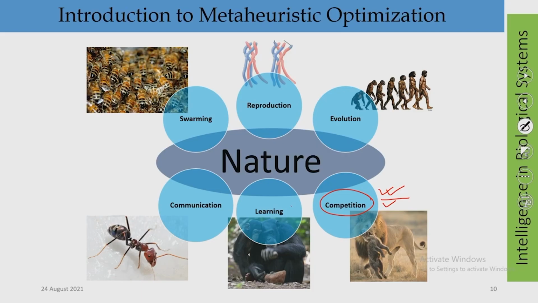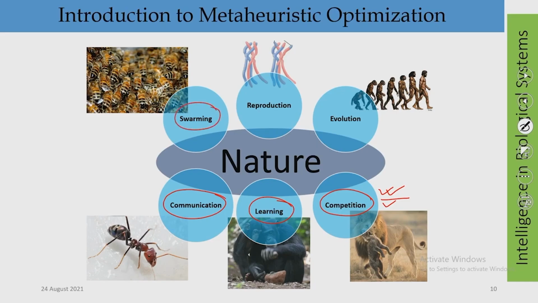Okay. Then another is learning. We are learning, not only the human beings, even the animals, even the ants. They are learning with experience, and you can say this is a trial and error based learning method. Then they are also communicating. There is a very good mechanism to communicate with each other. They are communicating with the other individuals of that particular species. So, there is a good communication method.